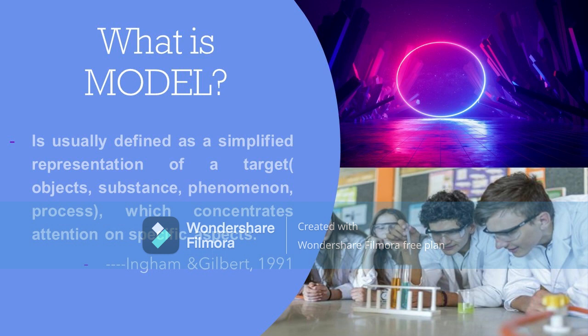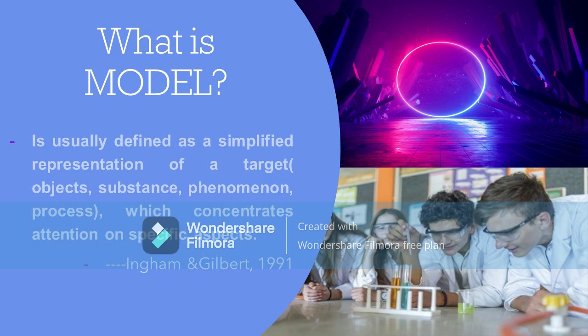What is a model? A model is usually defined as a simplified representation of a target, for example an object, substance, phenomenon, or process, which concentrates attention on specific aspects of it. This is according to Ingham and Gilbert, 1991. The main function of models is to express meanings by providing descriptions of the target, especially when it cannot be observed or measured directly, and by providing explanations and predictions regarding the target.